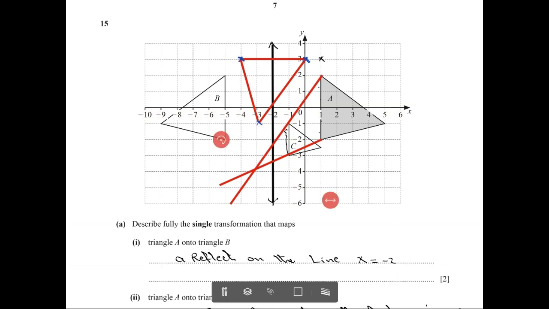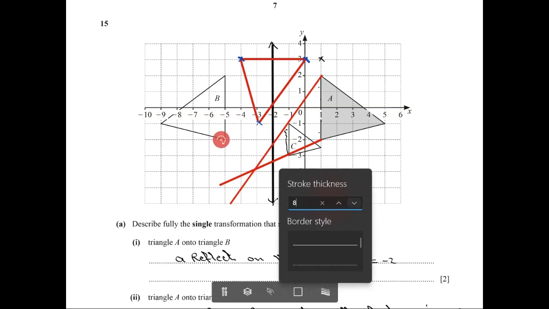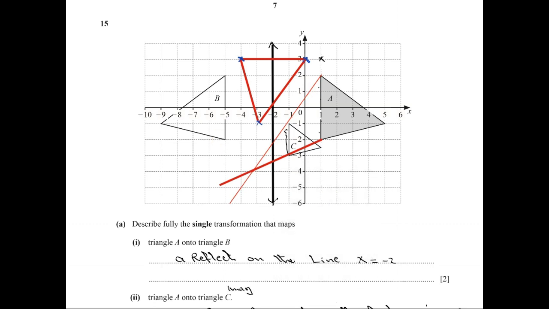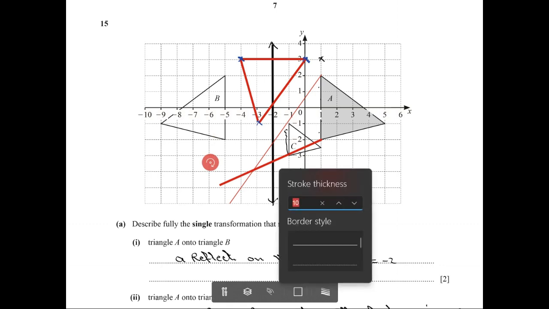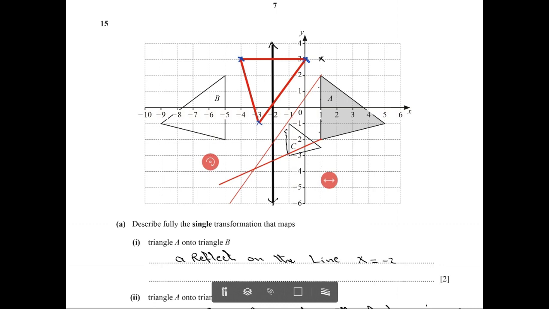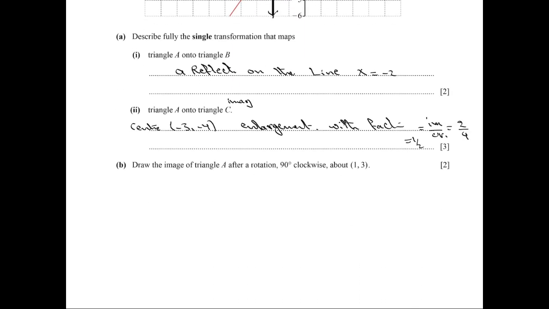If you want to find the center of enlargement, we have to draw lines joining the two corresponding vertices and find the point of intersection. They both intersect at the point -3 and -4. To find the scale factor, don't forget that the scale factor is equal to image over original. When dealing with rotation, please use tracing paper.